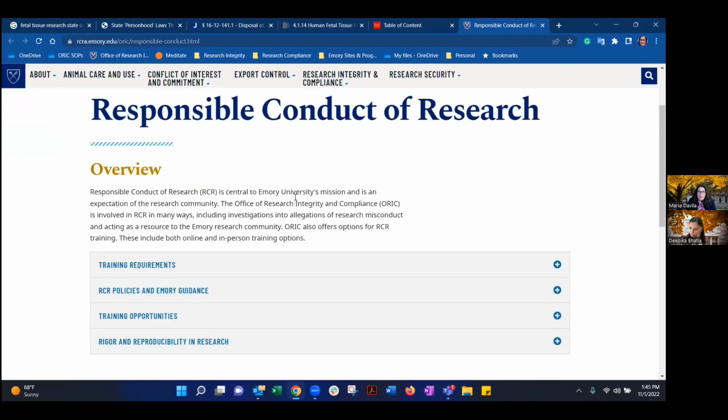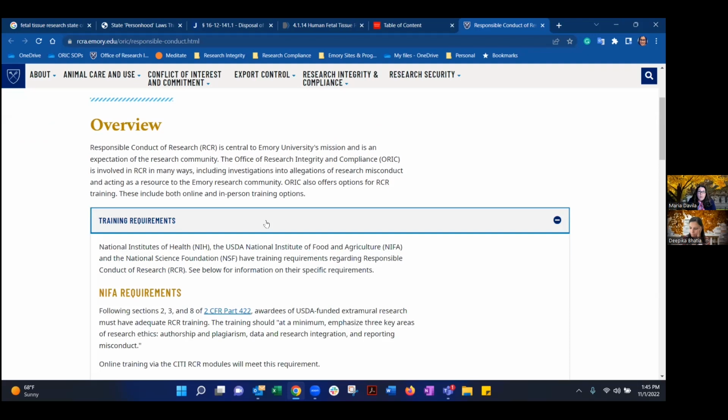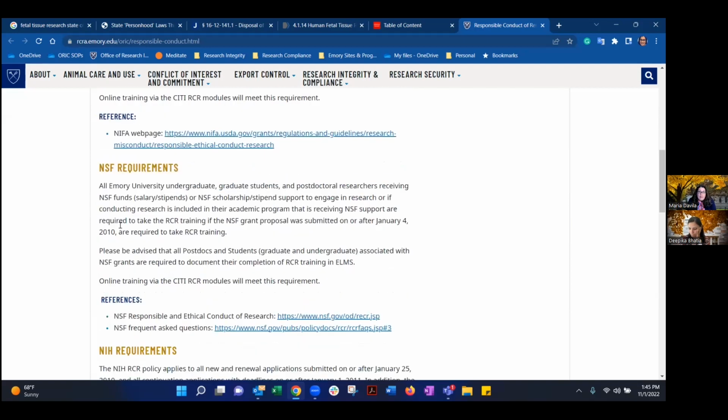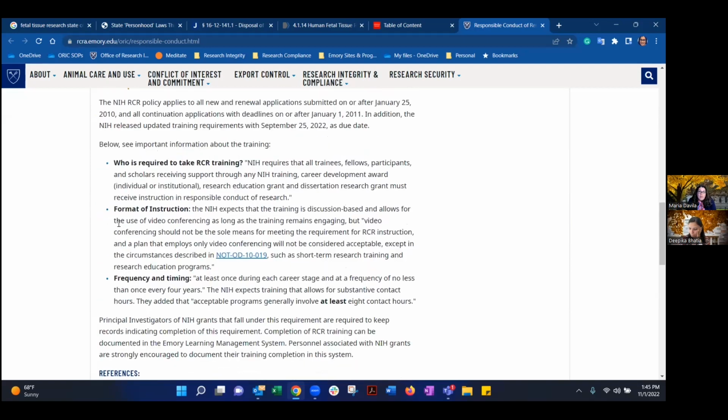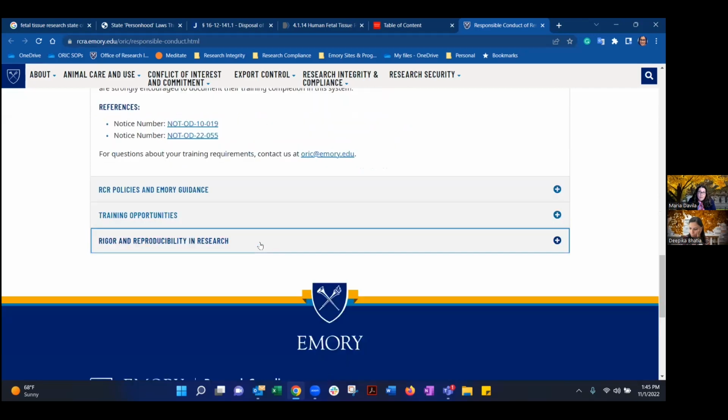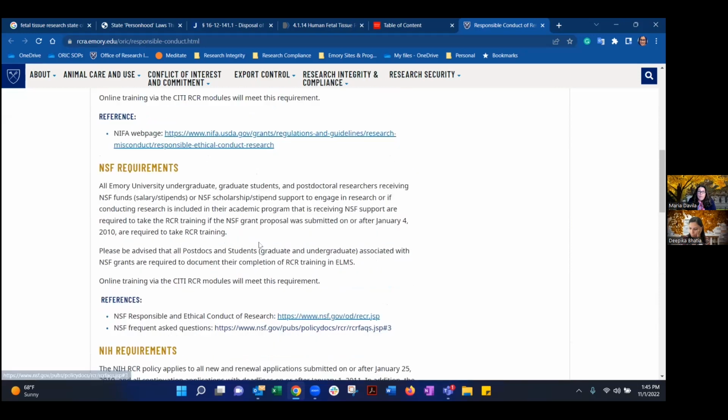But here, basically, are your training requirements if you are sponsored by NIFA or NSF. So we have all this information here, and also the information about the frequency and timing for NIH if you have that type of award.